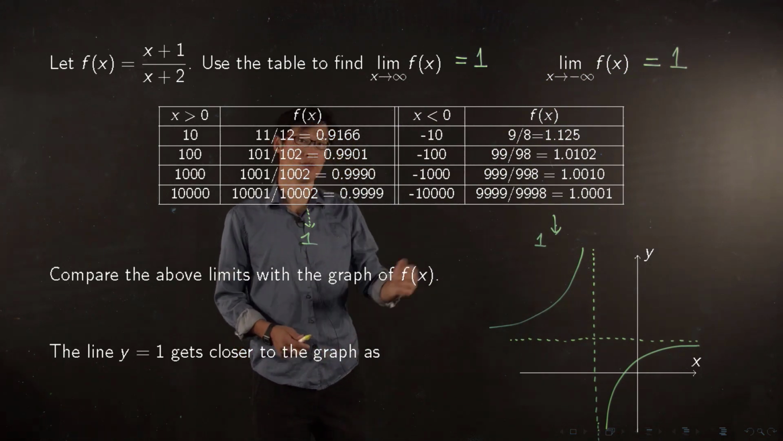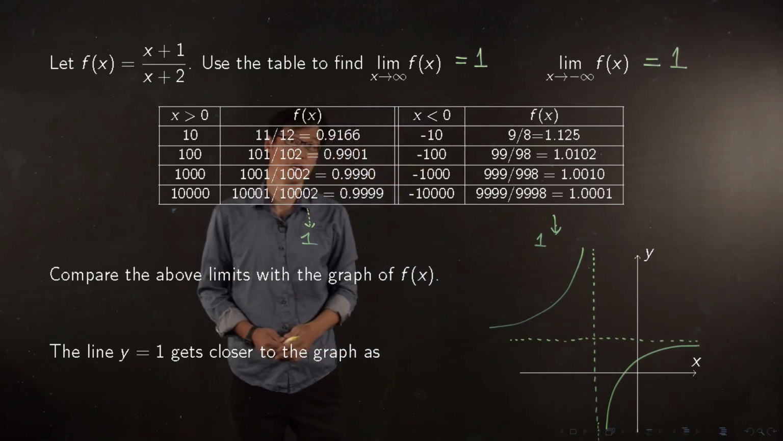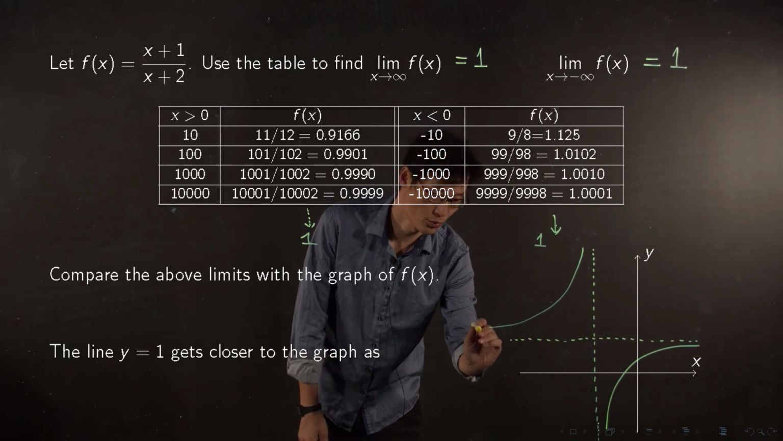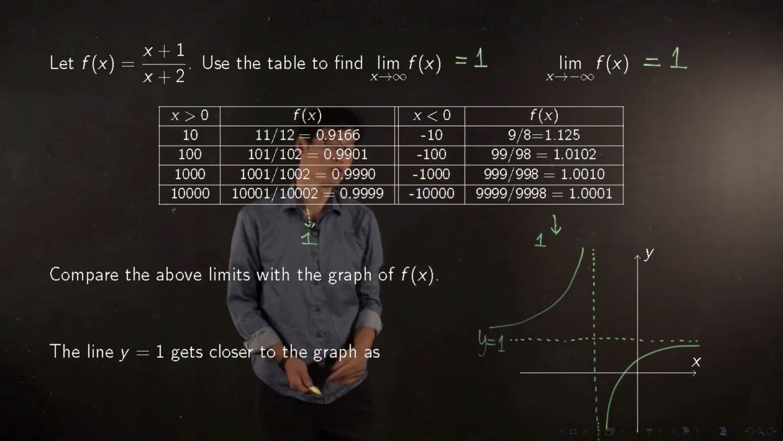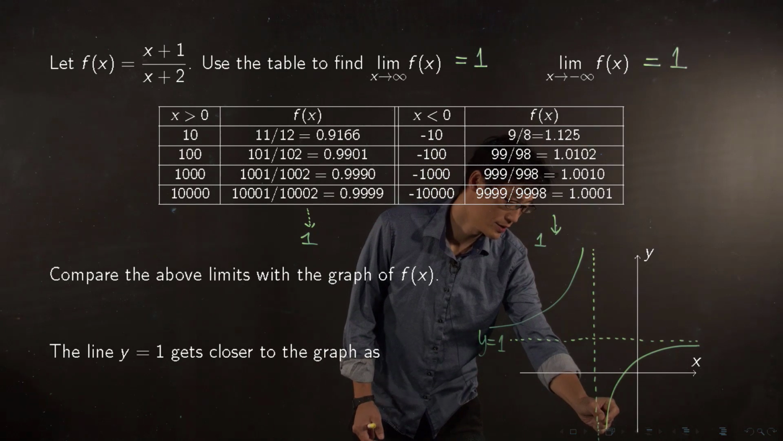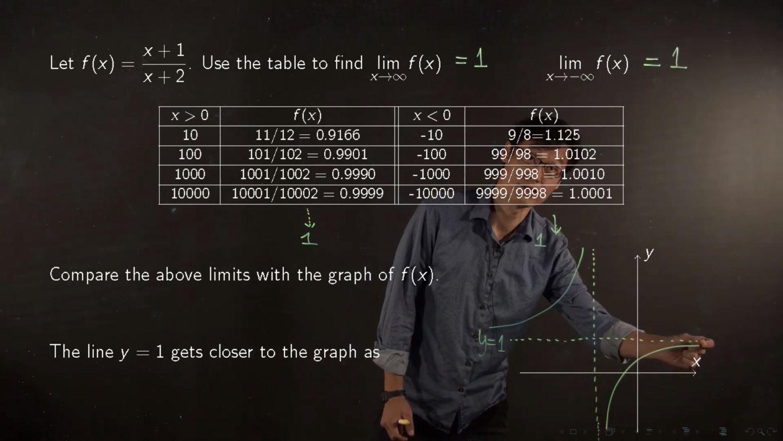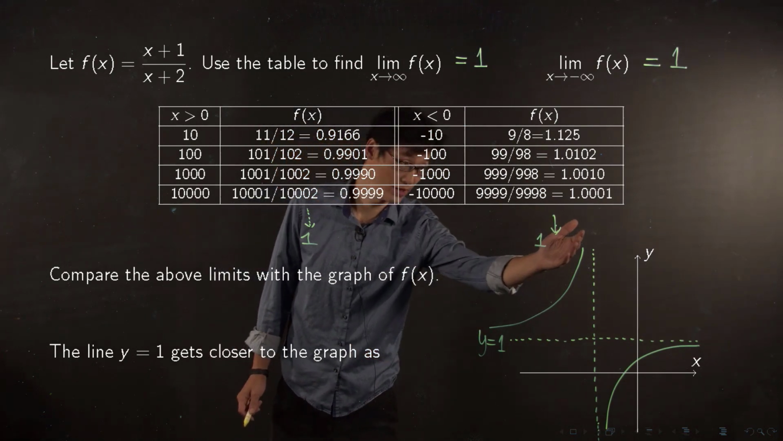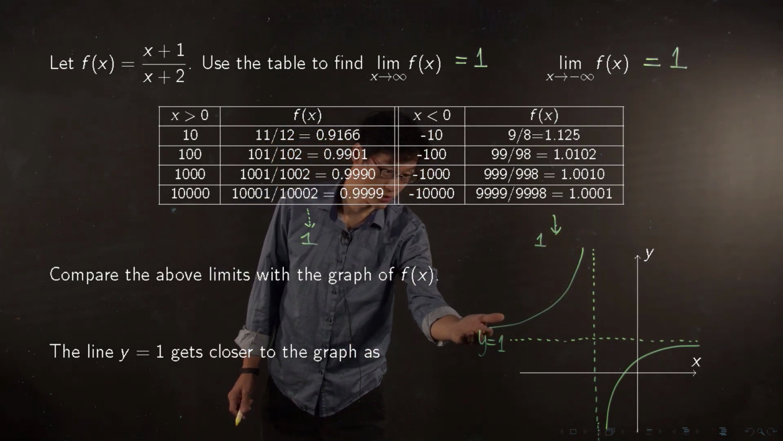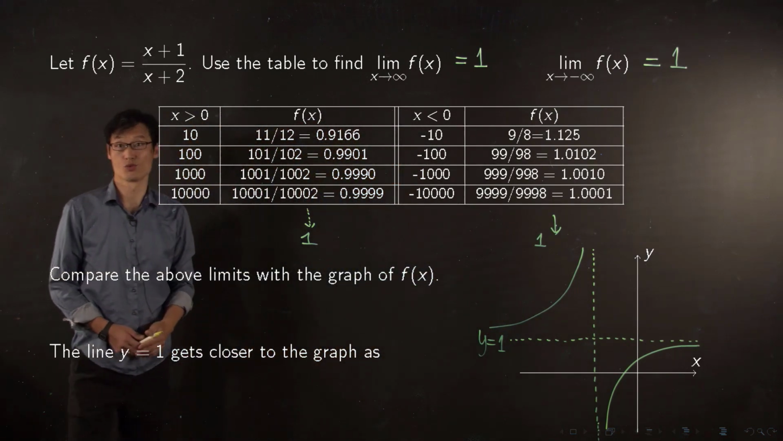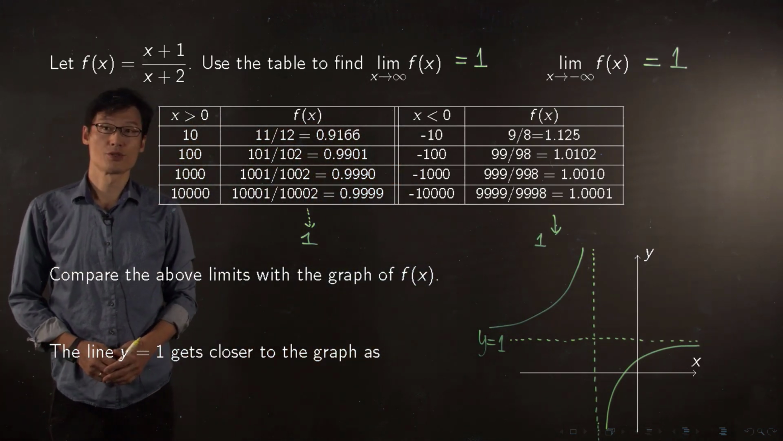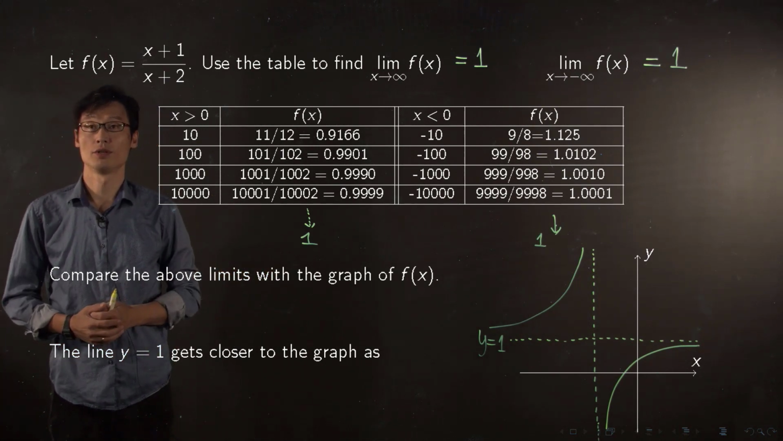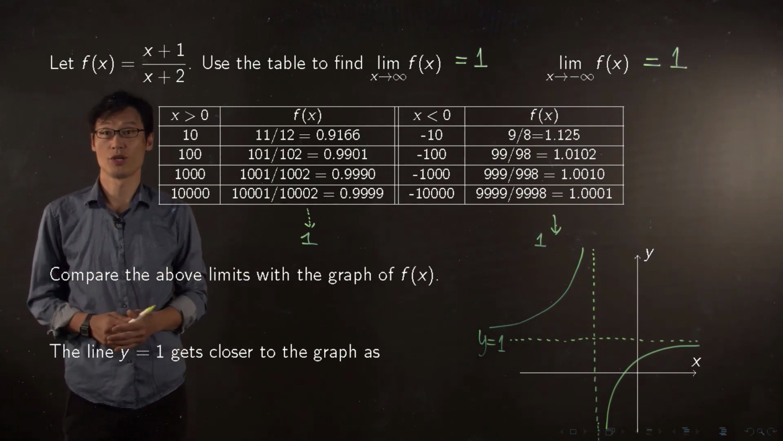Actually, if you look at the graph of the function, so here is the graph of the function, and you see there is a horizontal line which is y equals 1, to which the graph is getting closer and closer as x tends to infinity. And as x tends to negative infinity, your graph is getting closer to this horizontal line y equals 1. So that gives us some example of limits at infinity and horizontal asymptote.